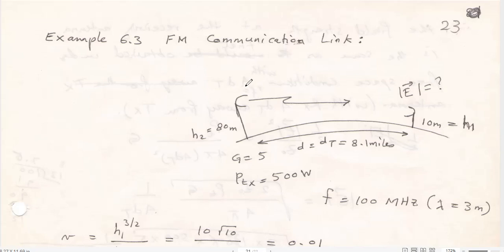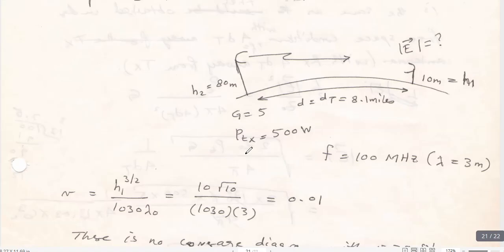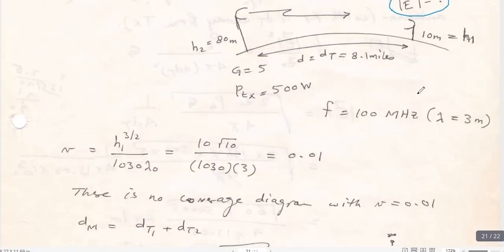The gain of the transmitting antenna is 5 and the power transmitted is 500 watts. The frequency of operation is 100 megahertz and the wavelength from this is 3 meters. It is required to find the electric field at the receiver location. We want to find the electric field.